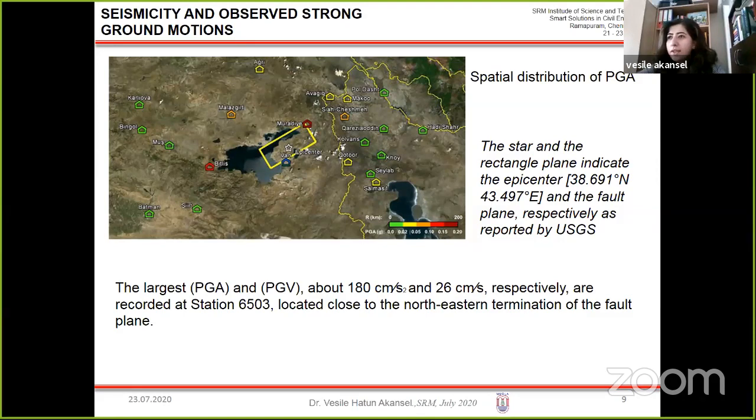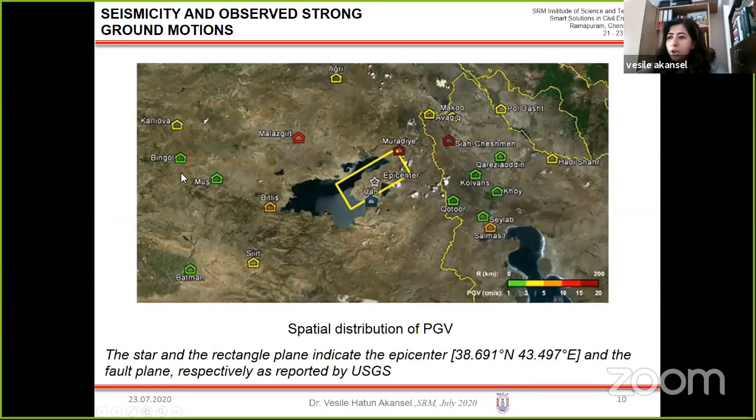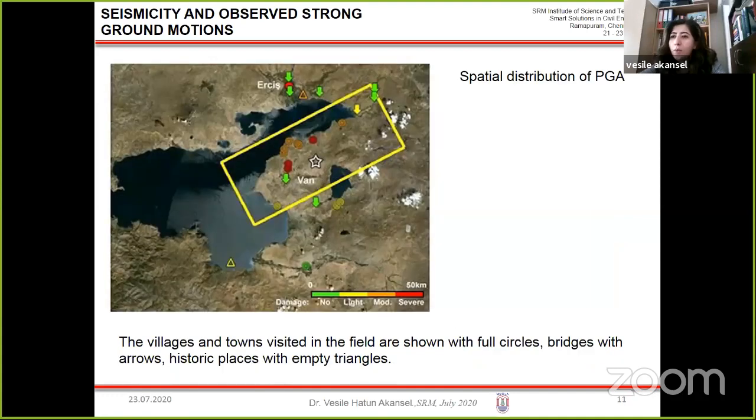In this figure, you can see the spatial distribution of the PGA. The star and the rectangular plane indicate the epicenter and the fault plane, respectively, as reported by USGS. The largest PGA and PGV, about 180 centimeters per second squared and 26 centimeters per second, respectively, were recorded at station 6503, which is the darkest red one on the figure. This is the spatial distribution of the PGV. The star and rectangular plane indicate the epicenter again. And in this one, you can see the PGA and the damage distribution of the locations.